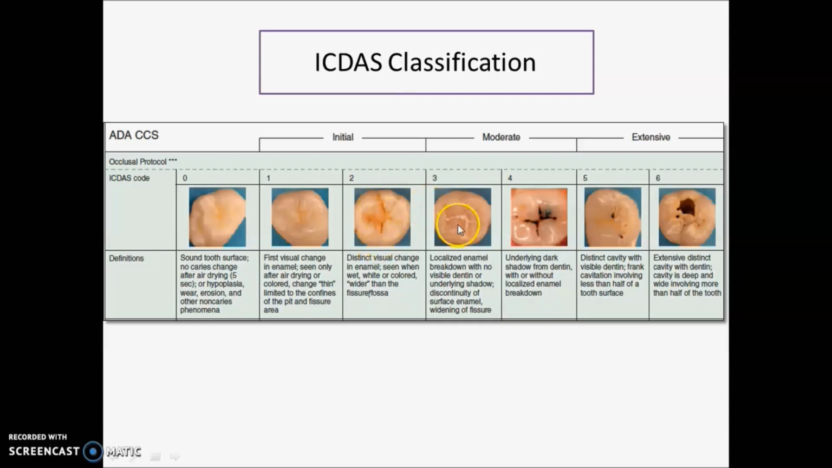Stage 3 and stage 4 are moderate. In stage 3, the enamel breakdown occurs, but you cannot see any dentin. Whereas in stage 4, along with the enamel breakdown, you can see the underlying dark shadow of dentin. 5 and 6 are the extensive. In 5 you can see a distinct cavity with visible dentin, whereas in 6 you can see an extensive cavity with dentin, and here the cavity is deep and may involve half of the tooth. So these are the 7 codes for your ICDAS classification.